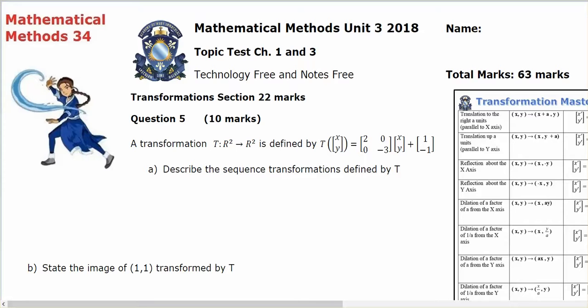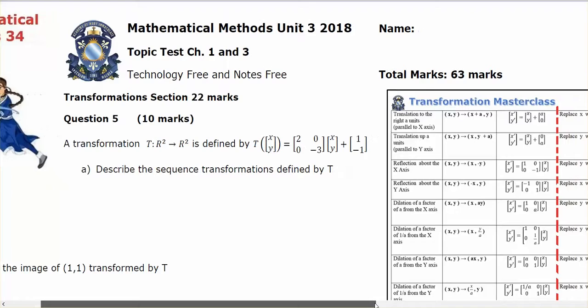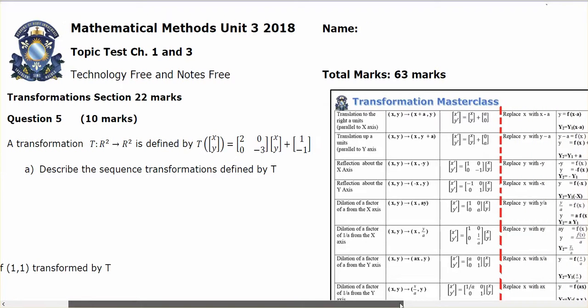This is for Mathematical Methods Year 12. It's the 2018 Chapter 1, Chapter 3 topic test question number 5. Okay, we have this transformation defined by T. We have some multiplication and we have some translation. Describe the sequence of transformations defined by T.